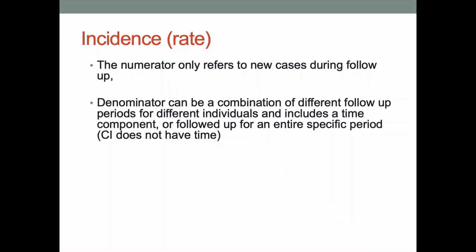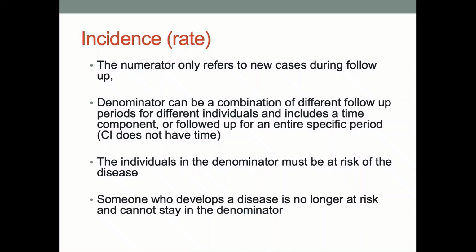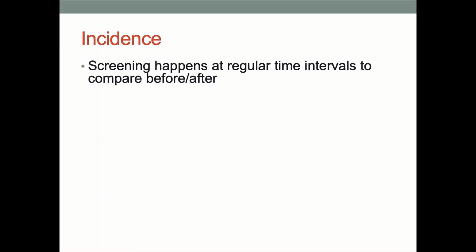The denominator can be a combination of different follow-up periods for different individuals and includes a time component, or people followed up for an entire specific period. So the cumulative incidence does not have time. So remember this. And the individuals in the denominator must be at risk of the disease. That's obvious. And as we said, if somebody develops the disease, like the 5 people, they no longer are in the denominator and they become part of the numerator.